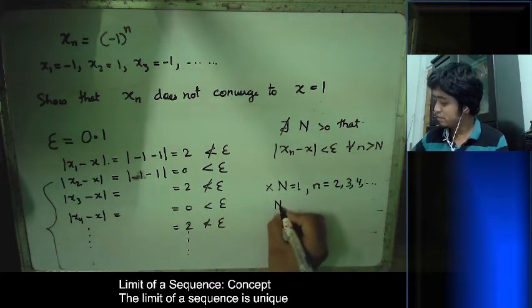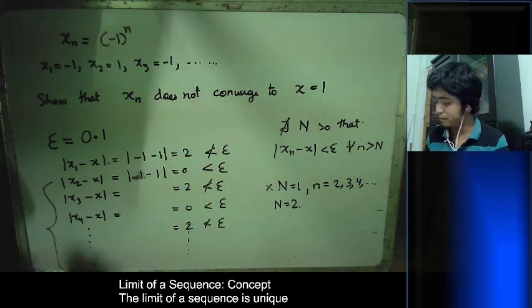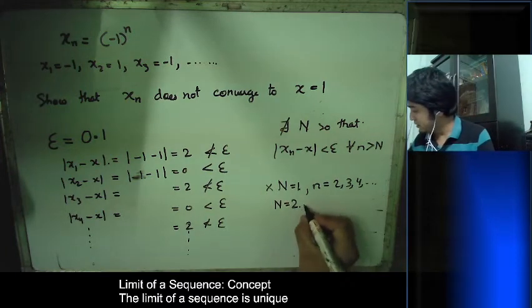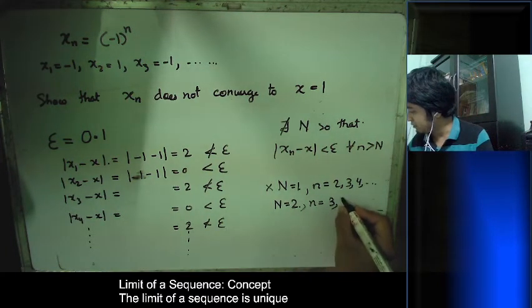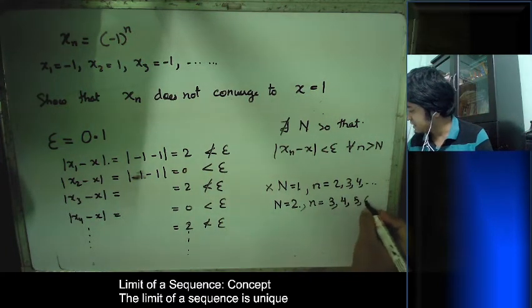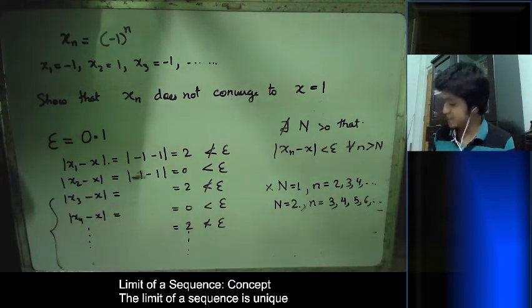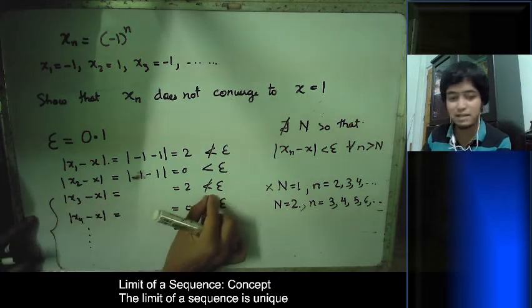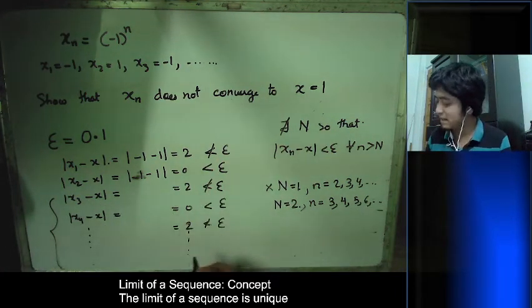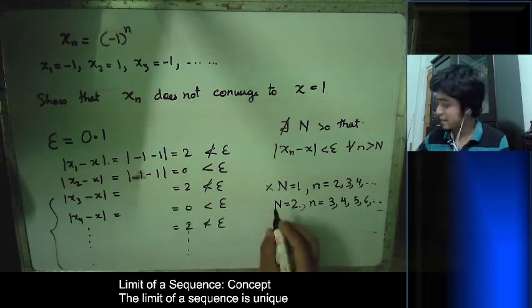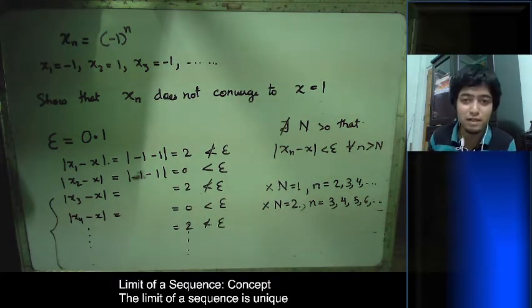Now if you choose the value N equal to 2, then you will have to check from n equal to 3, 4, 5, 6. Now check all of them. Are all of them smaller than epsilon? You can easily tell, no. So that's why N equal to 2 will not work.